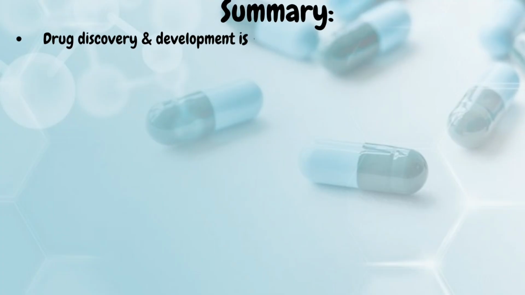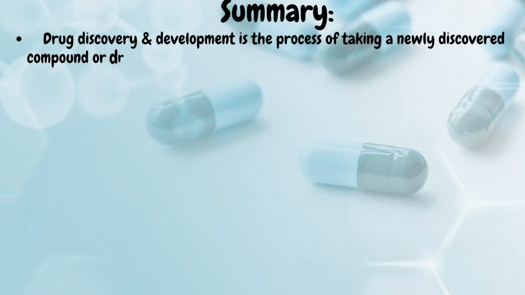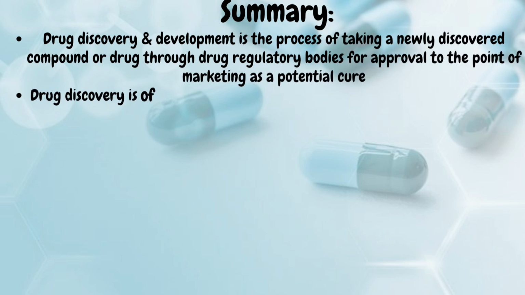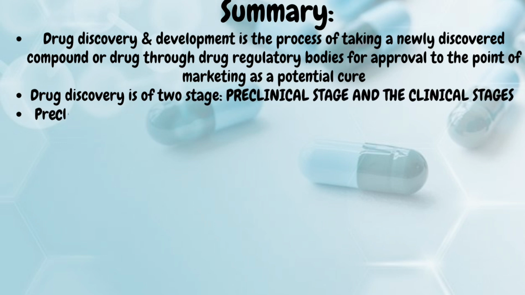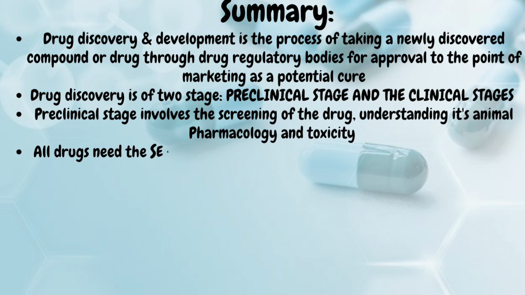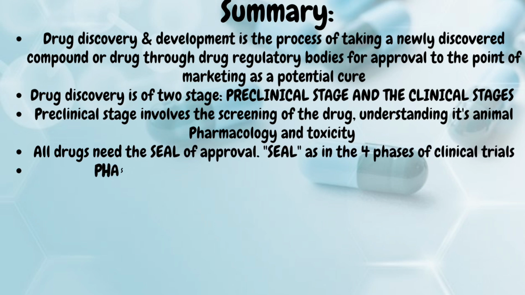A quick summary of what we have learned today: drug discovery and development is the process of taking a newly discovered compound or drug through drug regulatory bodies for approval to the point of marketing as a potential cure. Drug discovery is of two stages. We have the preclinical stage and the clinical stage. The preclinical stage involves the screening of the drug, understanding its animal pharmacology and toxicity, and all drugs need the seal of approval, seal as in the 4 phases of clinical trials.